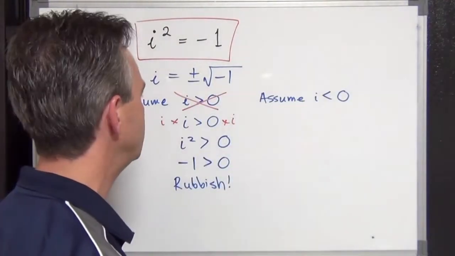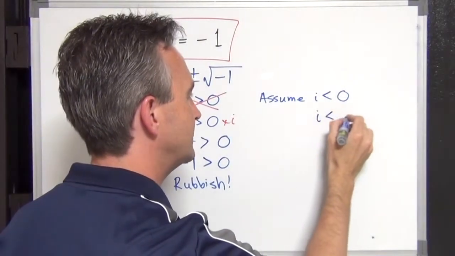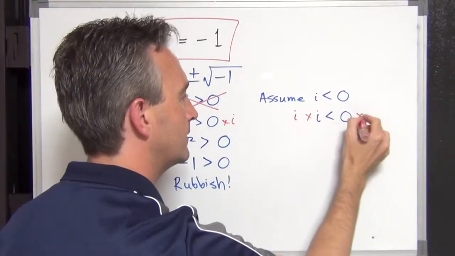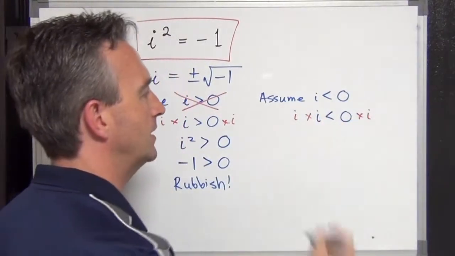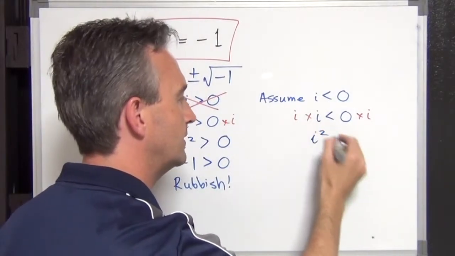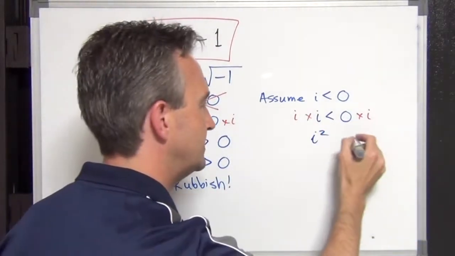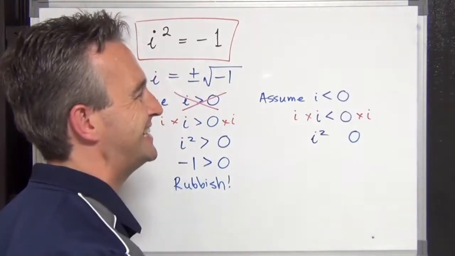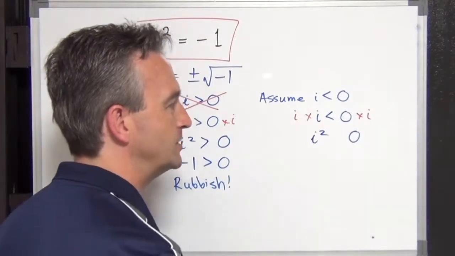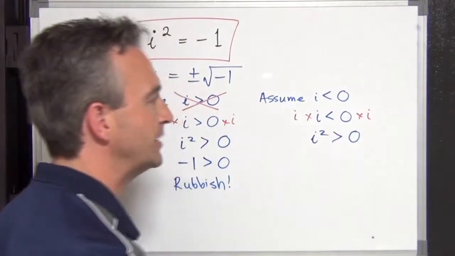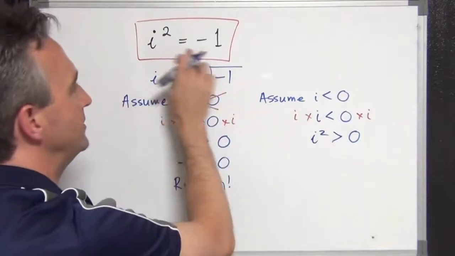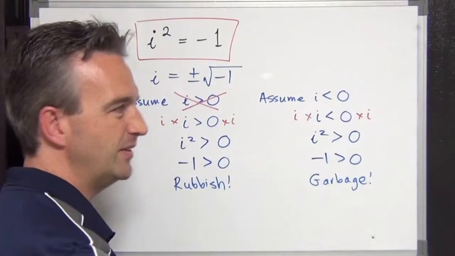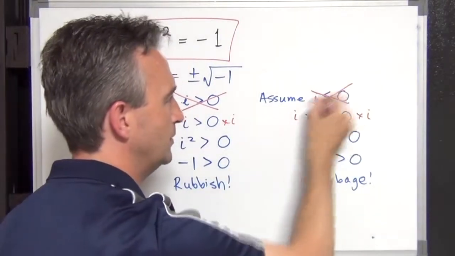Okay, let's try negative. Assume that i is negative. So i is less than 0. Let's do that again. Multiply left and right by i. On the left side we have i times i, which is i squared. And on the right we have 0 times i, which is 0. What happens to the sign here? This time we're assuming that i is negative, so we're multiplying left and right by a negative, which means the inequality has to change direction. And once again, i squared by definition is -1. We get -1 is greater than 0. Again, this is just garbage, so this can't be true either.